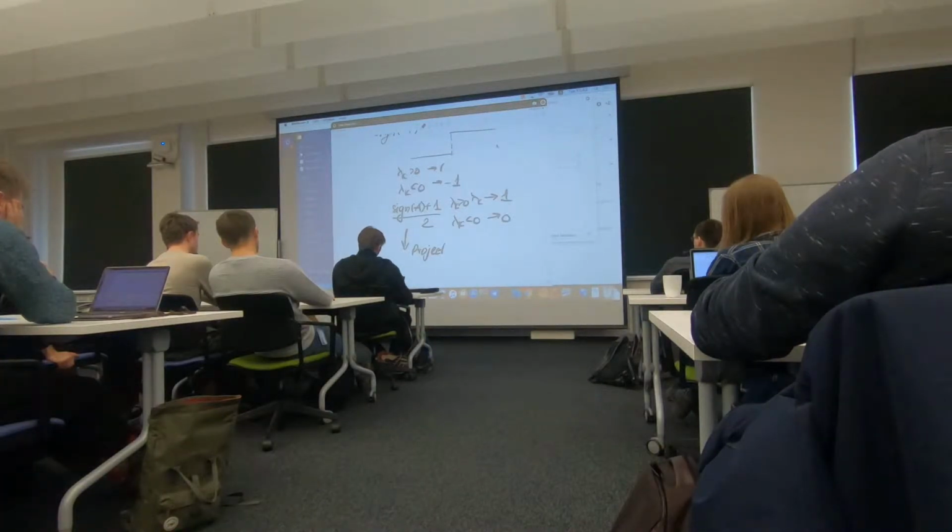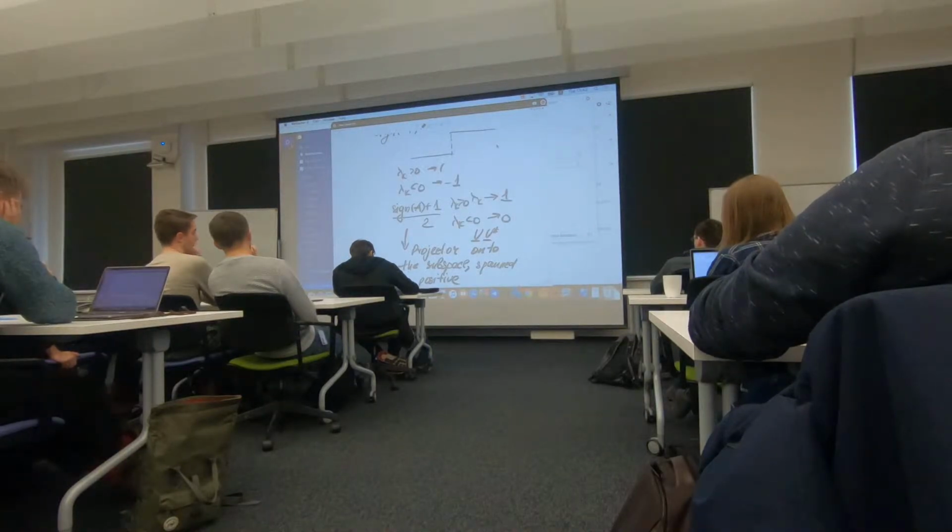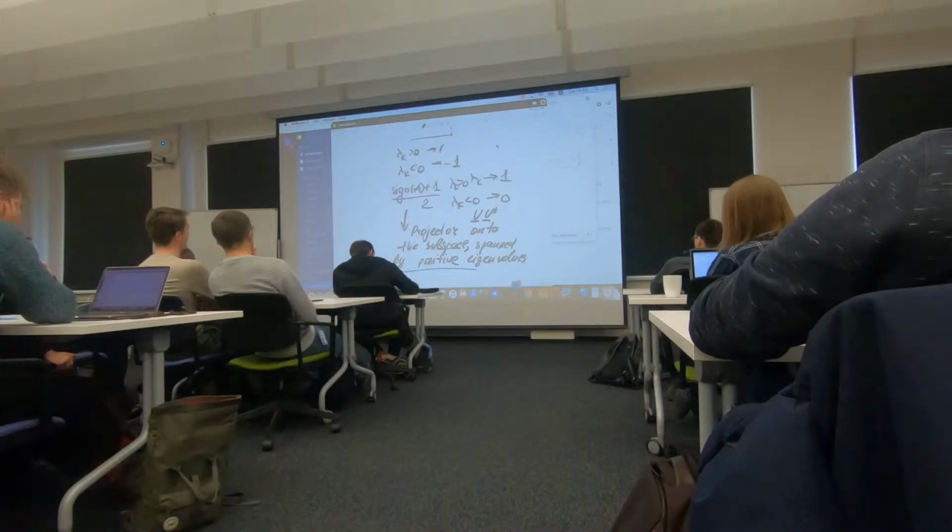And then you get the matrix, like, okay, let's diagonalize for a second, U U star, which is an orthogonal projector onto the subspace spanned by positive eigenvalues. And this is important, for example, in modeling of dynamical systems. Okay? This is the sign function.